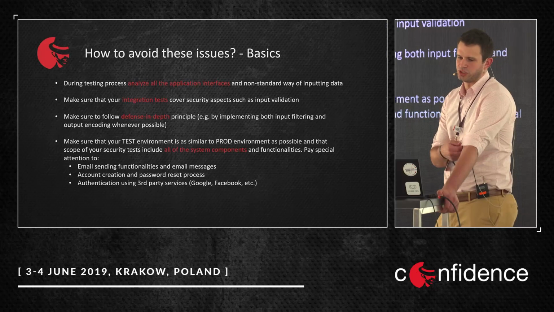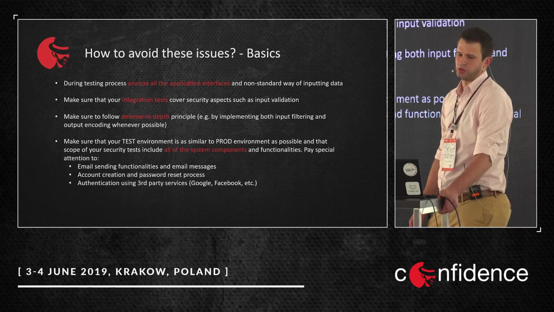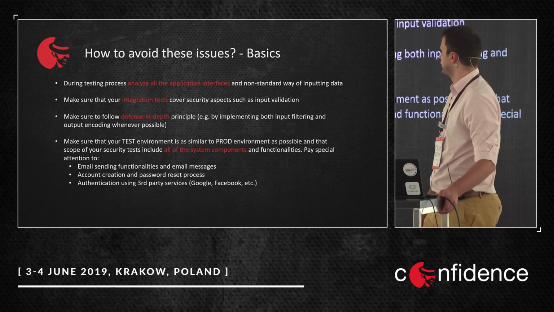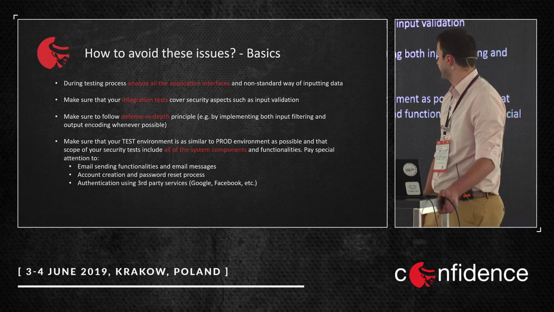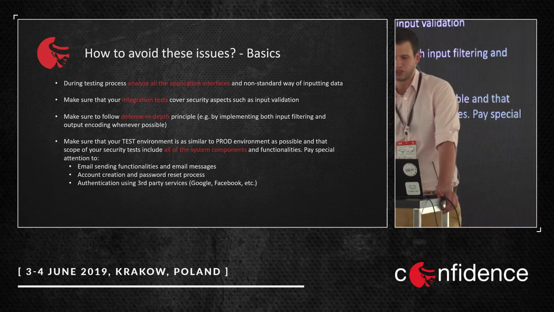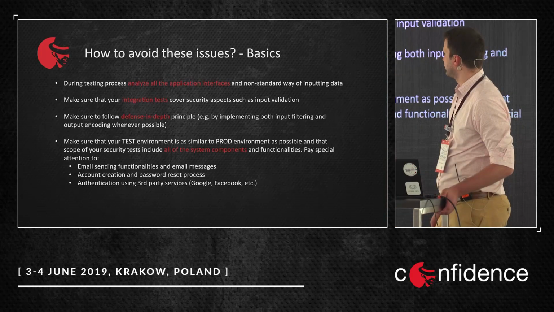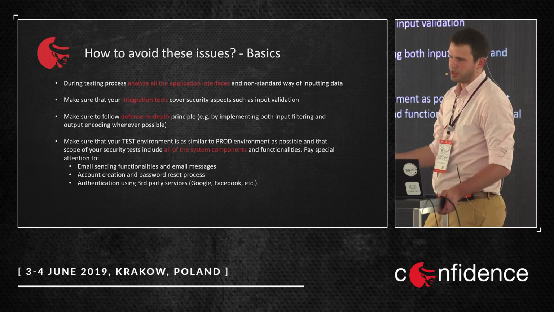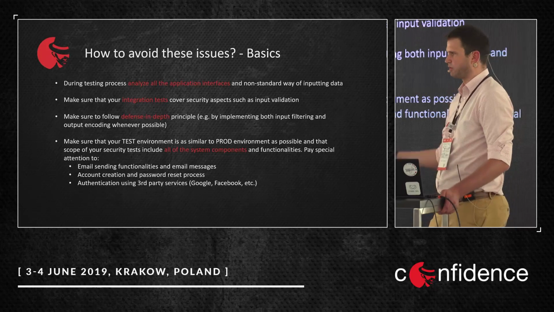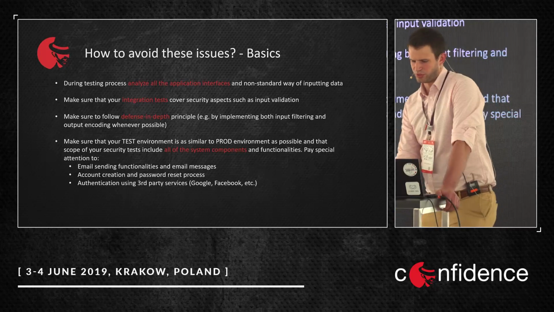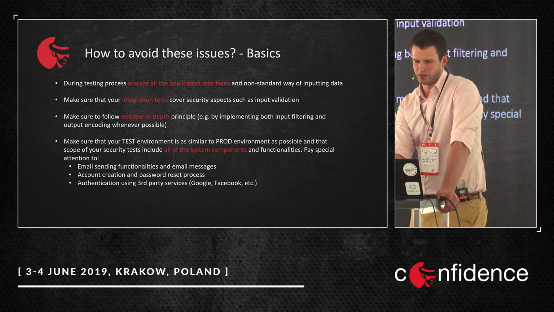But what you can do for sure is use a defense in-depth approach. If you can use both input filtering and output encoding, do that. Maybe you can reduce the attack surface. And obviously make sure that your test environment is as similar to prod as possible. So if on the prod environment you are sending emails, or you have a load balancer or web application firewall in front, it would be a good idea to have the same configuration in the test environment.